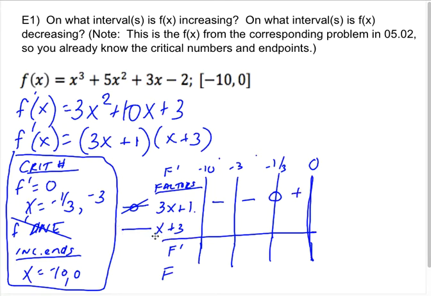By the same token, x plus 3 is also a line with a positive slope, so it is 0 at negative 3, negative before it hits that 0 and positive after. What that means is that the product, negative times a negative, will come out positive, negative times a positive will come out negative, and positive times a positive will come out positive with zeros at these lines.